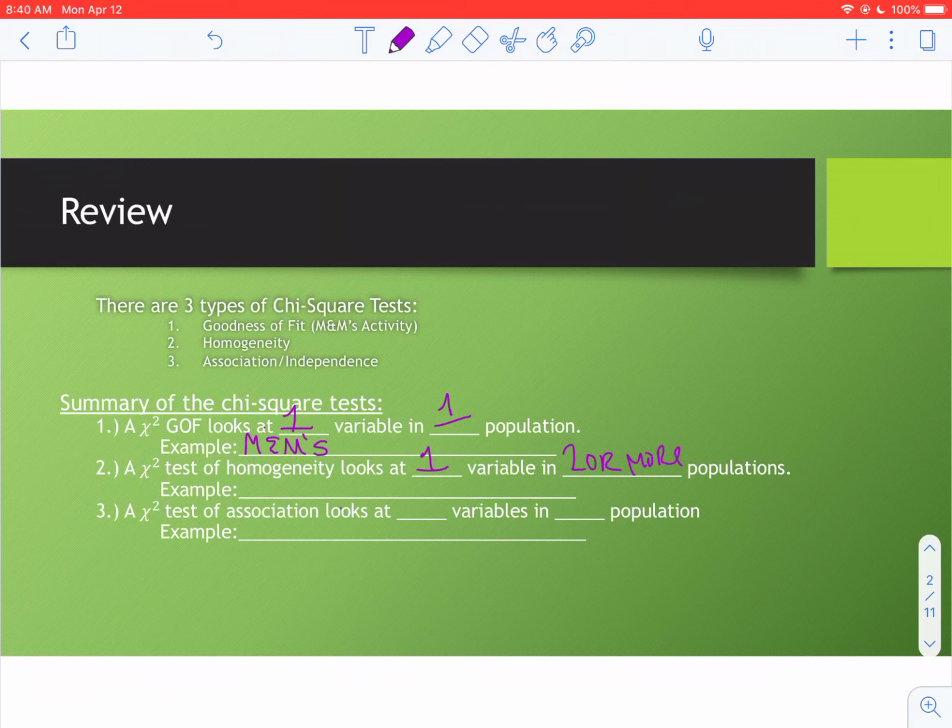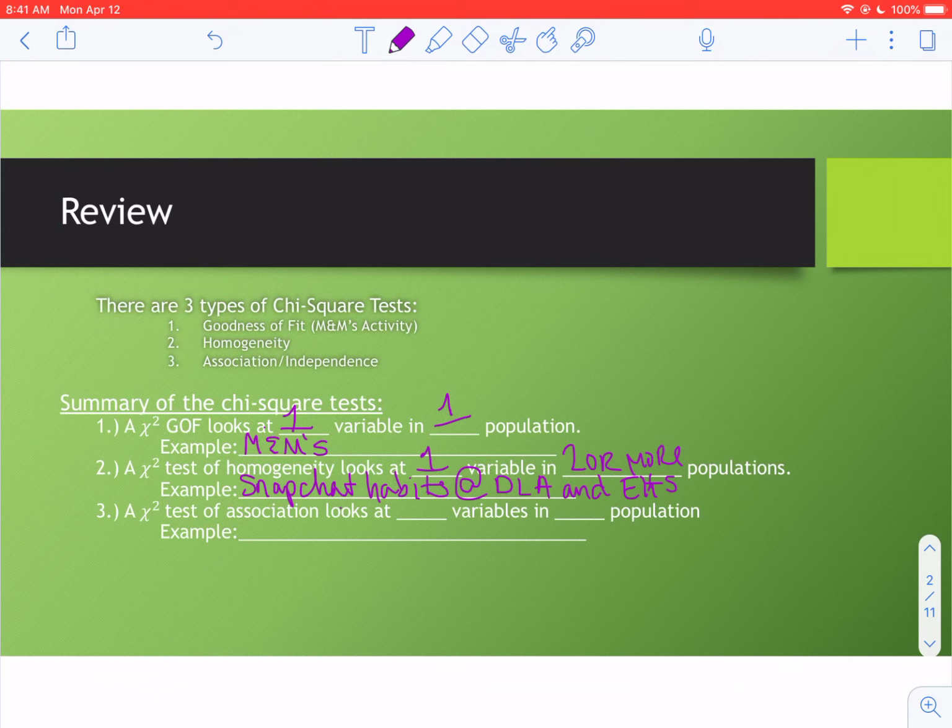And we did do one example in class where we talked about Snapchat habits, which was our variable. So the one variable is Snapchat habits, and the two populations were scholars at Del Lago and scholars at Escondido High School. So a test of homogeneity sees if the sampled populations are alike each other in their distribution of a single categorical variable, such as Snapchat habits.